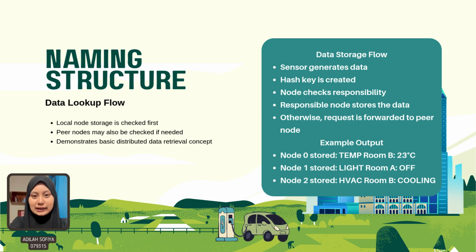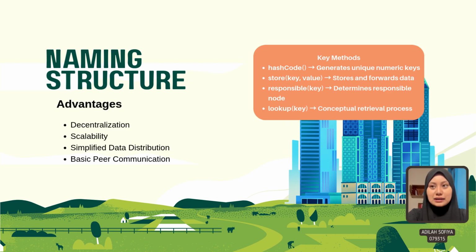The system contains 3 nodes, which are node 0, node 1, and node 2. When a sensor generates data, a hash key is created and the node checks whether it is responsible for storing the key. If the node is responsible, the data is stored locally. Otherwise, the request is forwarded to other peer nodes. Although a dedicated lookup method is not implemented, this simulation still demonstrates the basic concept of distributed data retrieval through peer node checking.